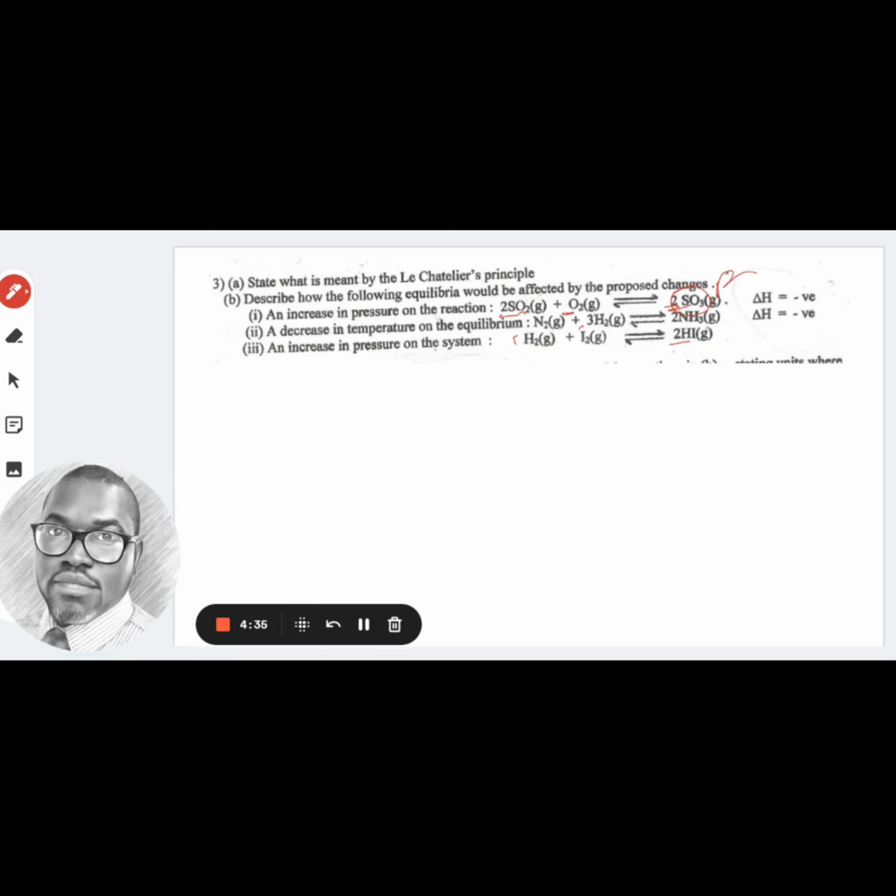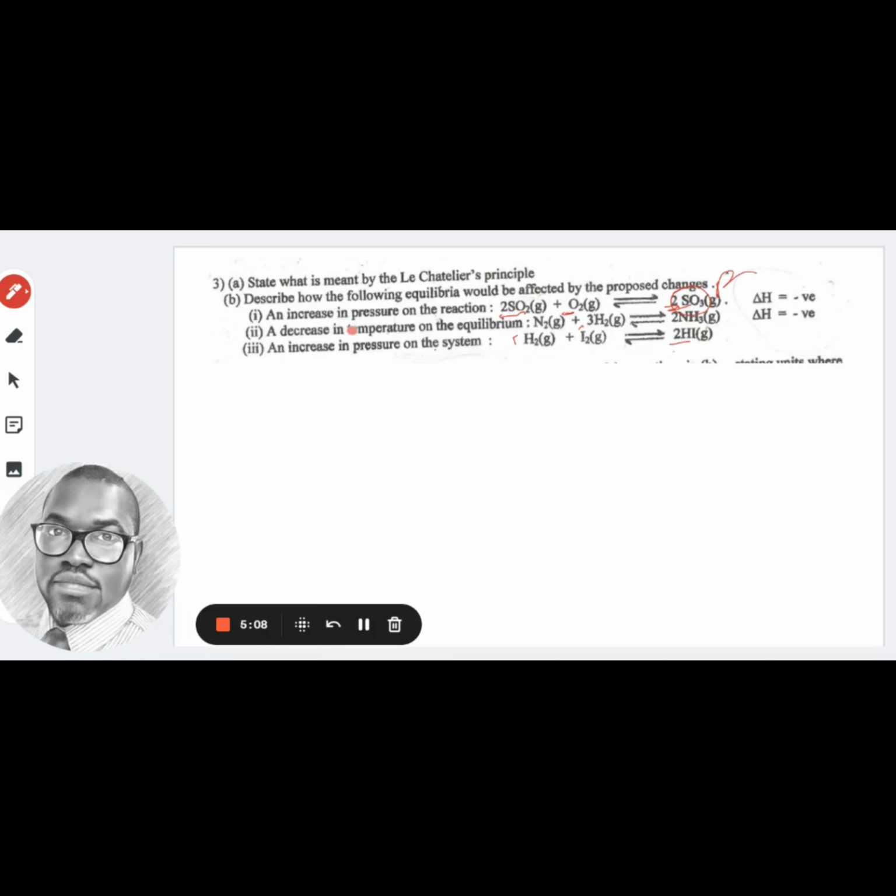This one is not there, but if a catalyst was involved and they ask you how the catalyst affects the equilibrium constant, it does not, because the catalyst simply allows equilibrium to be established faster. It does not affect the equilibrium constant. So that would be the situation with the catalyst.